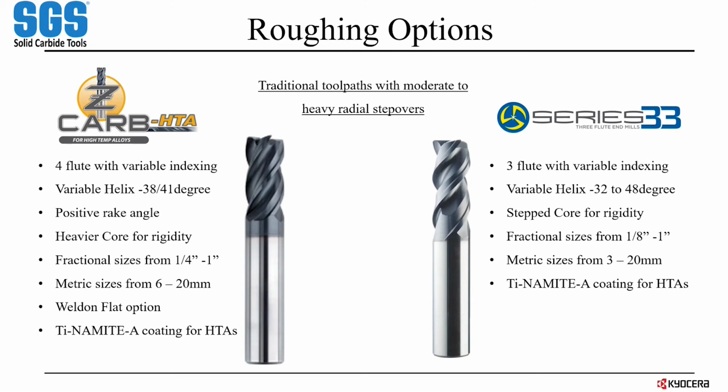The Series 33. This is a 3-flute option. And most people, whenever you think of 3 flutes, you think of aluminum tools. But this was specifically designed for stainless steels and high temp alloys. It has a variable helix. It goes from a 32 up to a 48-degree helix. So it has the most amount of chatter prevention built into the geometry of any of our tools. It also has a stepped core, and you can see that right through here. So the core diameter changes as it goes down into the flutes. And ultimately, that just provides a lot more rigidity in the tool. Again, lots of size options, and it does come with that Dynamite A coating as well.